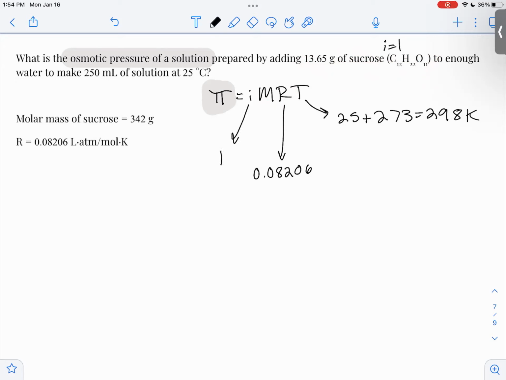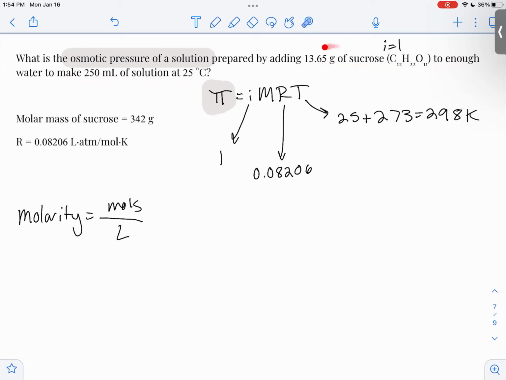Okay, so look, we're basically done with the problem. We just need our molarity. So our molarity is moles per liter. What does our problem give us? It's giving us 13.65 grams to enough water to make 250 milliliters of solution.